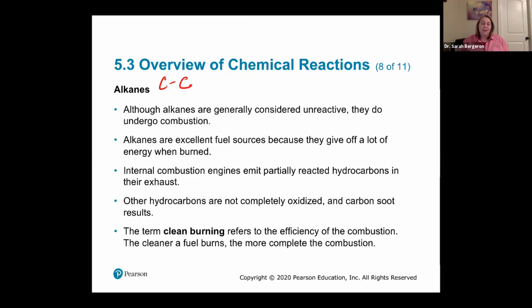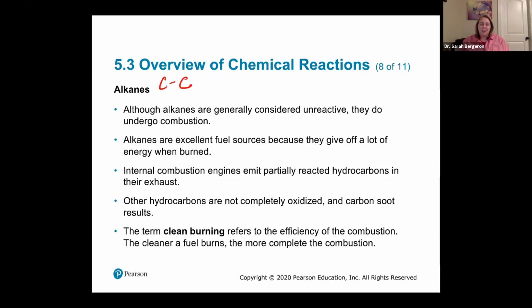But the problem is with our engines inside of our vehicles, we call that internal combustion, right? Our vehicles don't completely react with all the hydrocarbons. So you have some hydrocarbons that have only partially reacted, and then they are sent out into the environment. And it can be really damaging to the environment. And you end up with carbon soot. You end up with bad things in the atmosphere.